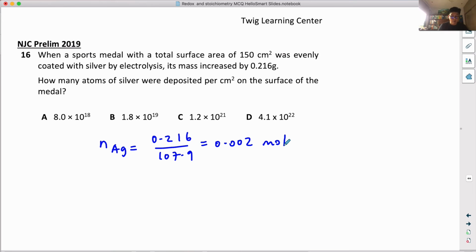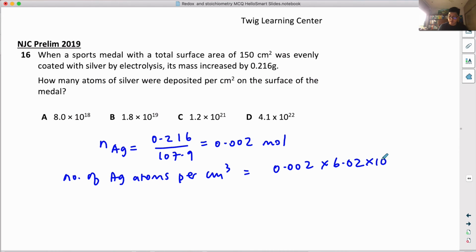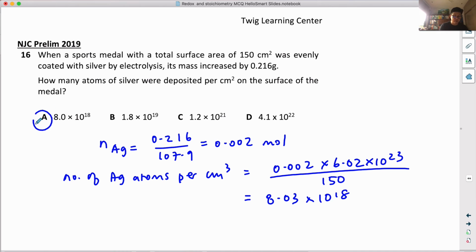So the next part, you can actually calculate the number of silver atoms per cm cube. I'm going to just do it all together. So 0.002 is the number of moles of silver. You multiply by Avogadro's constant, 6.02 times 10 to the power 23. This will give you the number of atoms. And then per cm cube, you divide by 150. You get a value of 8.03 times 10 to the power of 18. So this will give you the answer of A.